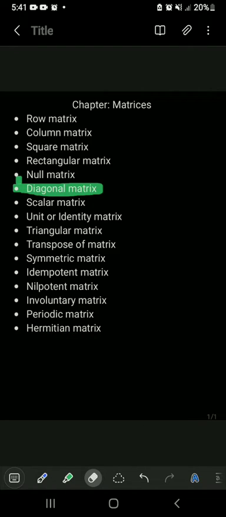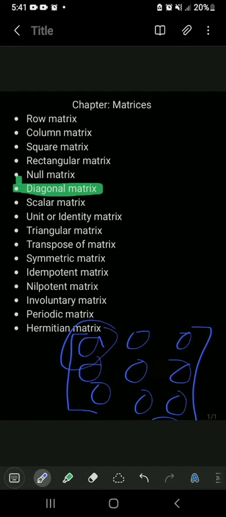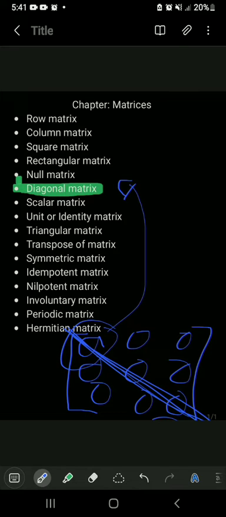If we take the example where there is only one diagonal element, with all other entries 0, it is also called a diagonal matrix, because even one element is present in the line of diagonal. I discussed that this is the line of diagonal, and even a single element present in it means it is a diagonal matrix.